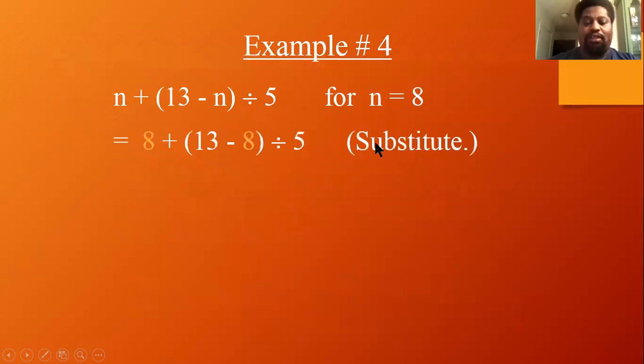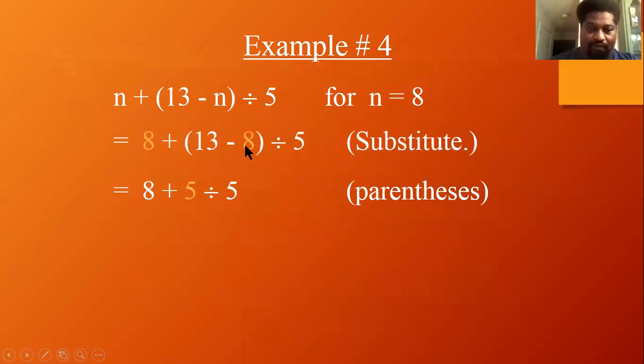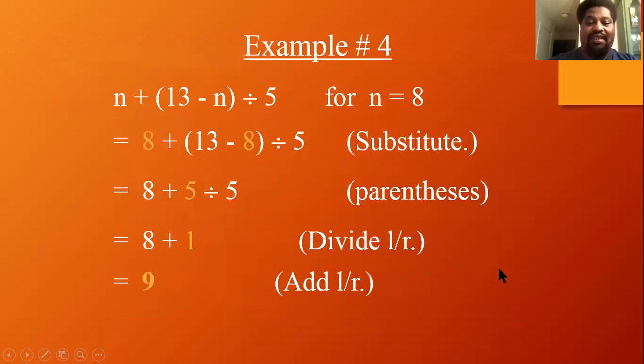Now we know the PEMDAS: please excuse my dear Aunt Sally. We're going to work those parentheses. Now we got 8 plus 5. 13 minus 8 is 5. 8 plus 5 divided by 5. Next, we're going to work division, right? 5 divided by 5 is 1. 8 plus 1. Therefore, our answer will be 9.